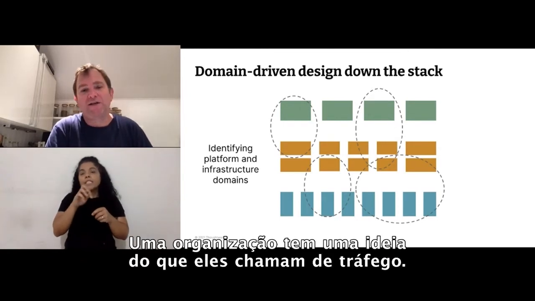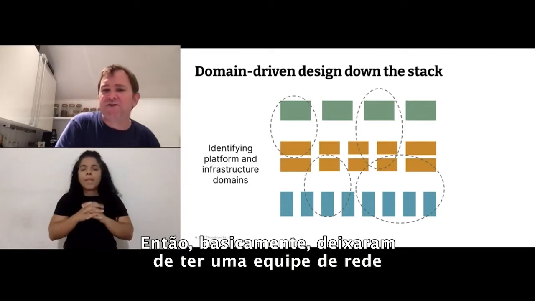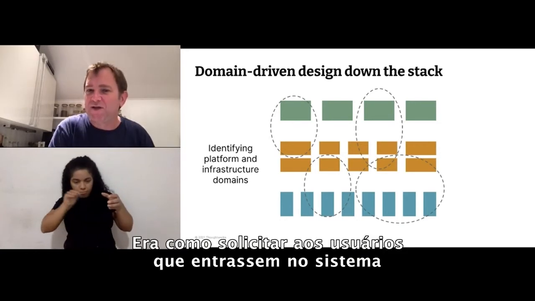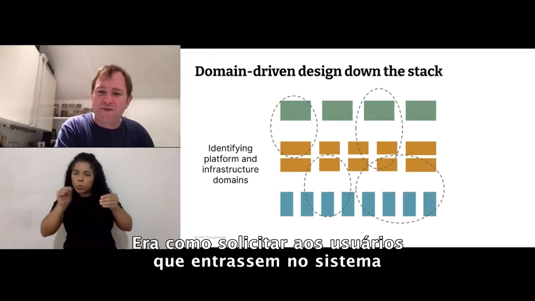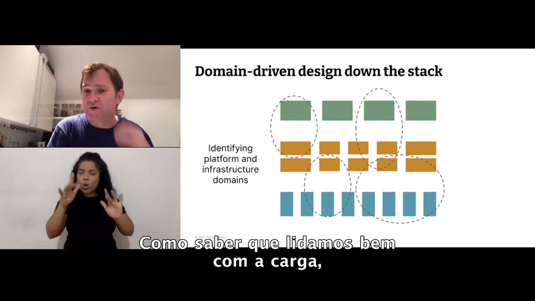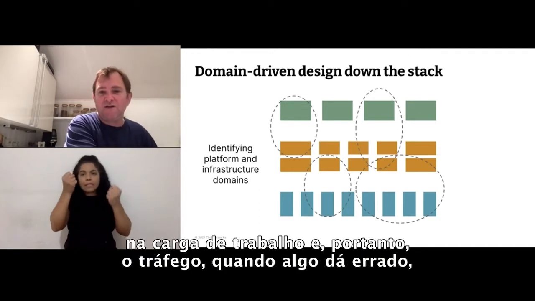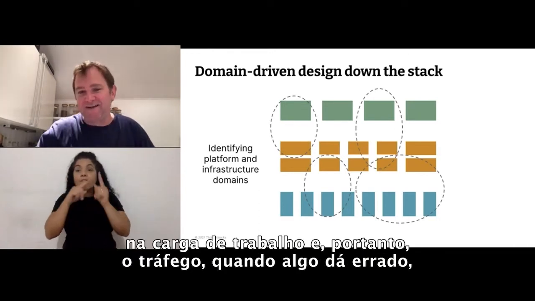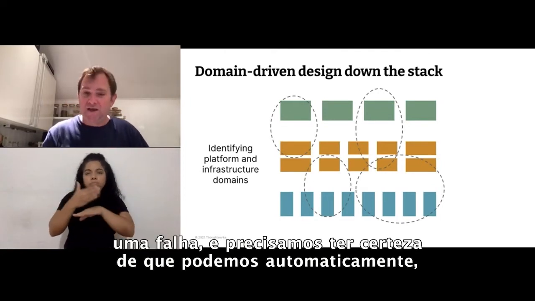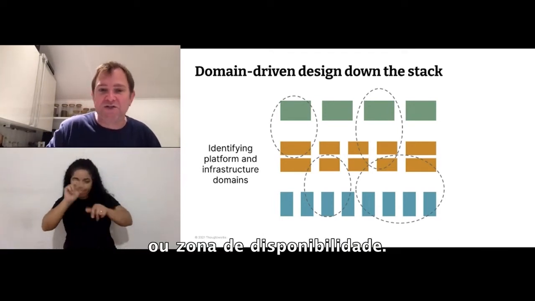one organization I know about has the idea of what they call a traffic team. So they basically moved away from having a network team to what they call a traffic and availability team. What this was, it was to do with networking. It was how do requests from users come into the system and get to the applications, but also had to do with things like load balancing. How do we make sure that we're handling the load? And also had to do with things like failover. So how do we manage failing over the workload and therefore the traffic, when something goes wrong? In this case, they're running on AWS, so they were looking at if there's a failure of AWS in one region, we need to make sure we can automatically or very easily fail over to another region or availability zone.